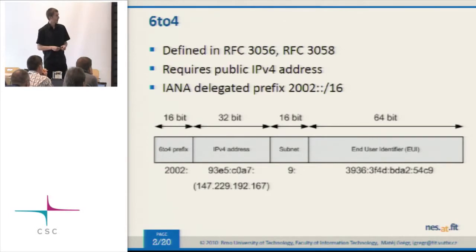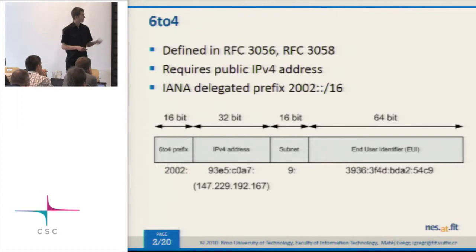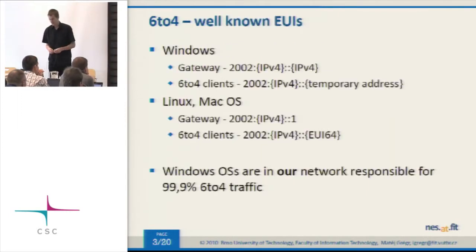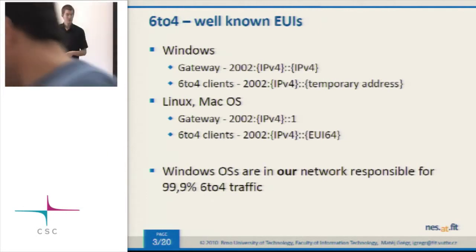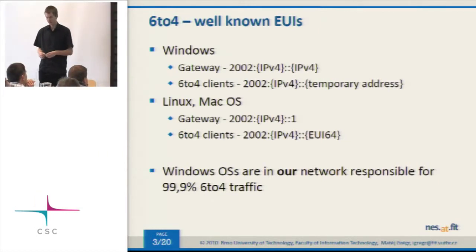Here is the 6to4 header. We can see that we need a public IPv4 address, which is after the 6to4 prefix. What is maybe more interesting, if you want to make some statistics about which operating systems use these techniques, or how many, you can use these well-known identifiers.